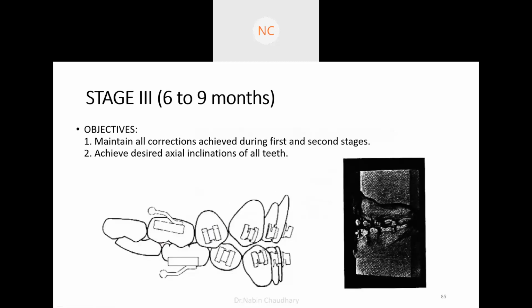So going to stage 3, this generally requires 6 to 9 months, and the objective is to correct all the corrections that are achieved during stage 1 and stage 2, and the main objective of stage 3 is to achieve the desired axial inclination of all the teeth. So this is the study model taken after stage 2 when the final space closure is done.